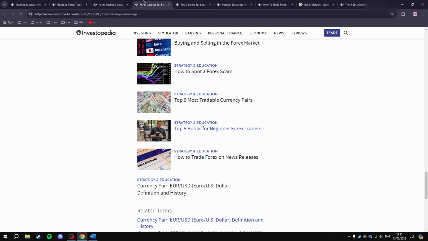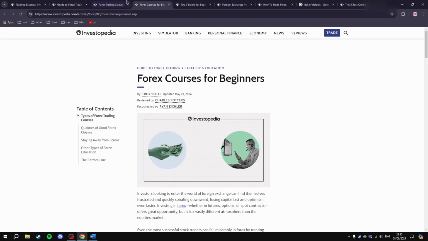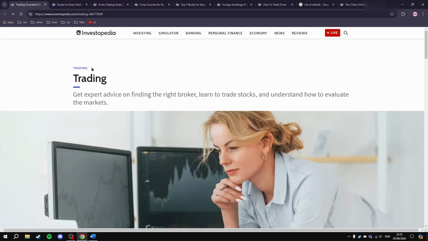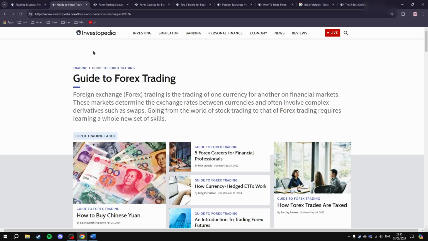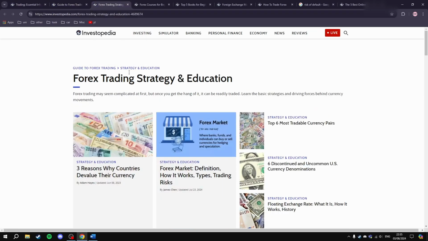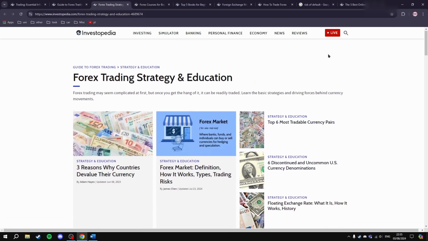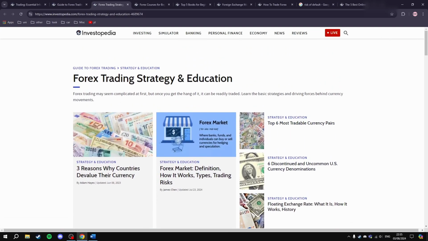Okay, so I think one way we could go through and find all the useful bits is, because these are labeled within different sections, so for example, we've got trading, the main section, and then guide to Forex trading, a subsection of the trading section. Within that, there's the strategy and education section. So I think the way to go through an Investopedia page efficiently is to go to the smallest subsection possible.